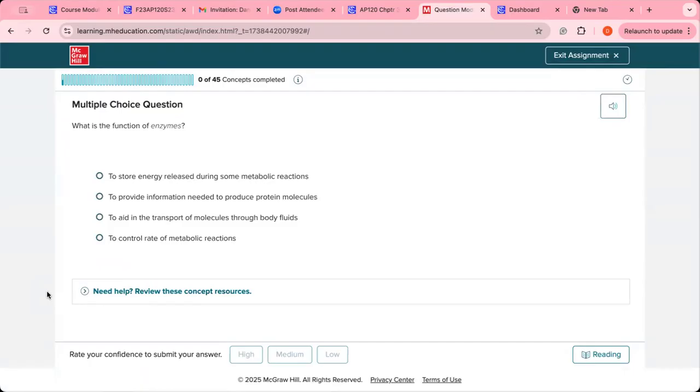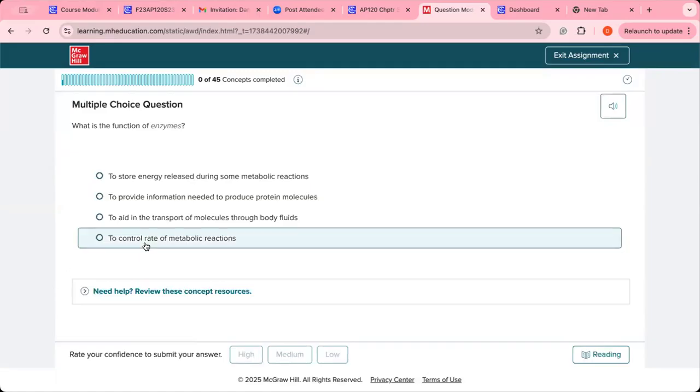What is the function of enzymes? To control the rate of metabolic reactions. They speed them up. They speed up the rate of.